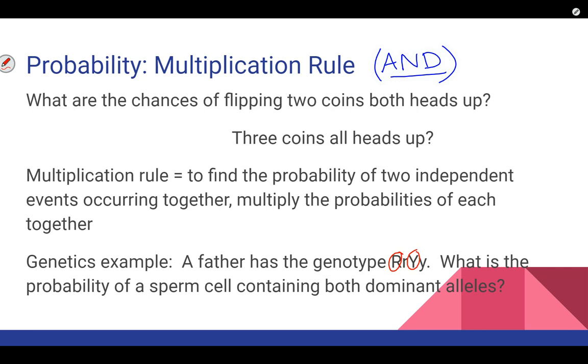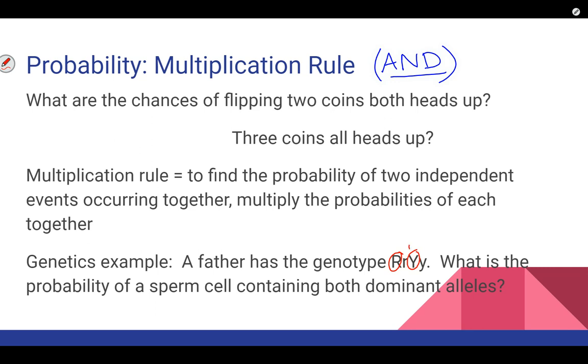So you do need to remember a little bit of meiosis here. Each of these genes is going to sort independently, right? The R's are going to separate into the gametes. The Y's are going to separate into the gametes, and one won't affect the other. So we are assuming Mendel's law of independent assortment. So these are independent events.